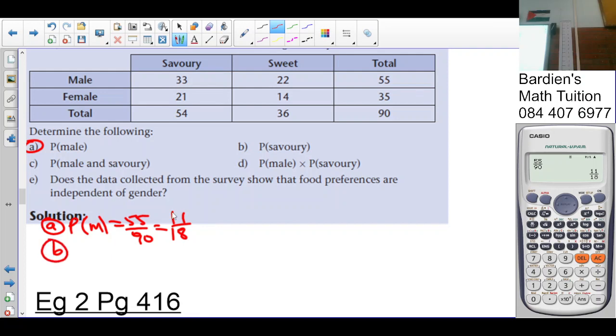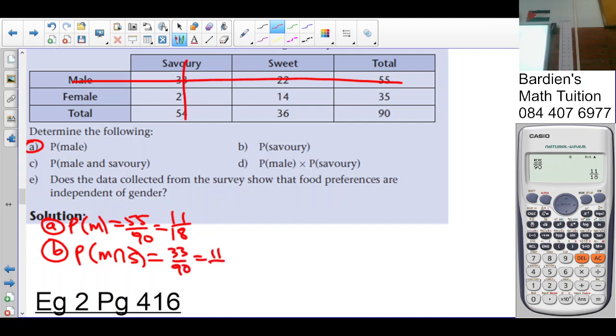B. Probability of male and like savory. So male and like savory. It's going to be 33 out of 90, which is 11 out of 30.